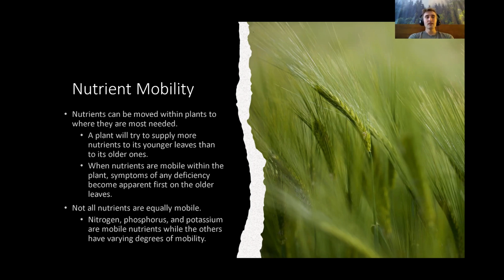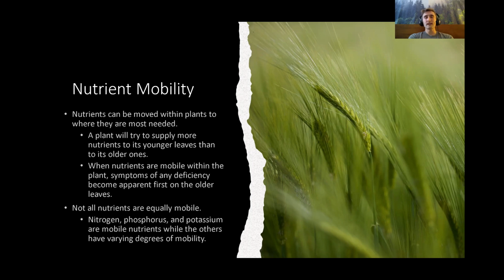So typically, a plant will supply more nutrients to its younger leaves than to its older leaves. It will sacrifice the older leaves, which are usually lower on the plant, in order to prioritize the ones that are higher up on the plant and the younger leaves. Some nutrients are mobile within the plant and some are not. And this becomes very useful for us because we can start to recognize deficiency symptoms based on whether or not they are showing up in the new leaves or in the old leaves.